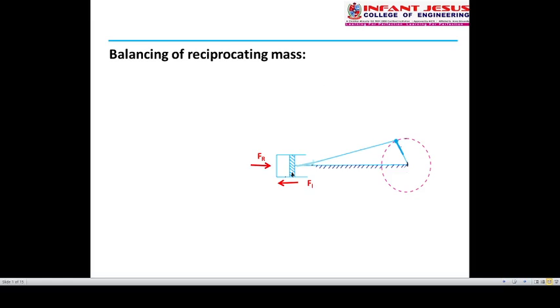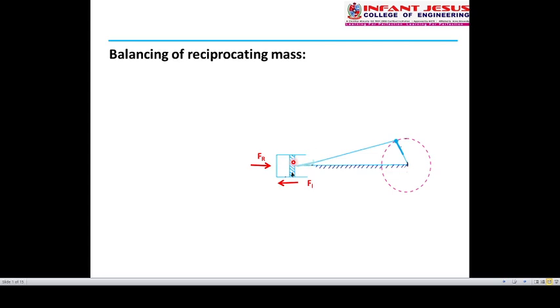So next we are going to see about the balancing of reciprocating masses. In the previous topics we have seen the balancing of rotating masses. Now we are going to see the next topic. Generally a reciprocating engine has two parts, that is both rotating parts and reciprocating parts. The crank is a rotating part and the piston is the reciprocating part.